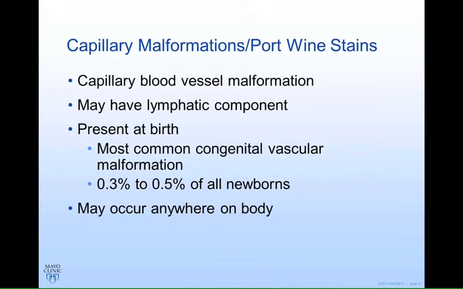So again, we talked about these being capillary blood vessel malformations. There might be a lymphatic component associated with that or underneath it, even a venous component. They're usually present at birth, and they're really the most common congenital vascular malformation that we have. They can occur anywhere on the body, and when not associated with a particular vascular malformation syndrome, the most common place we see them is on the face, the head, and the neck.